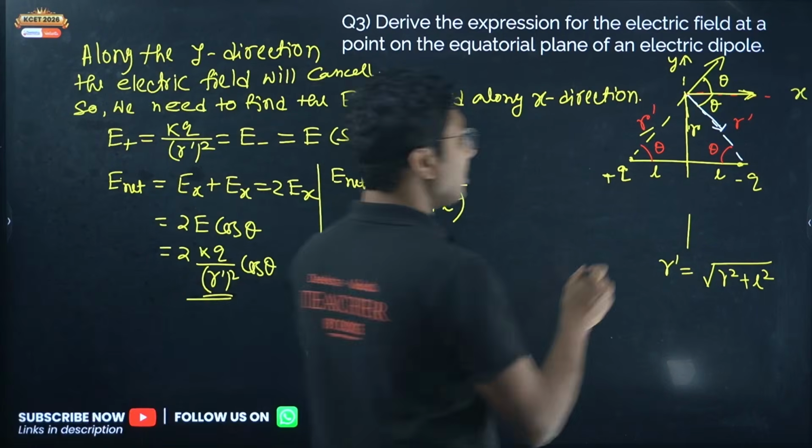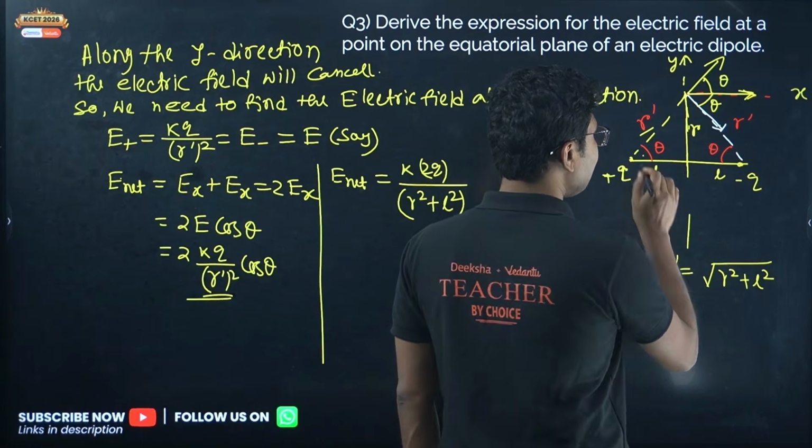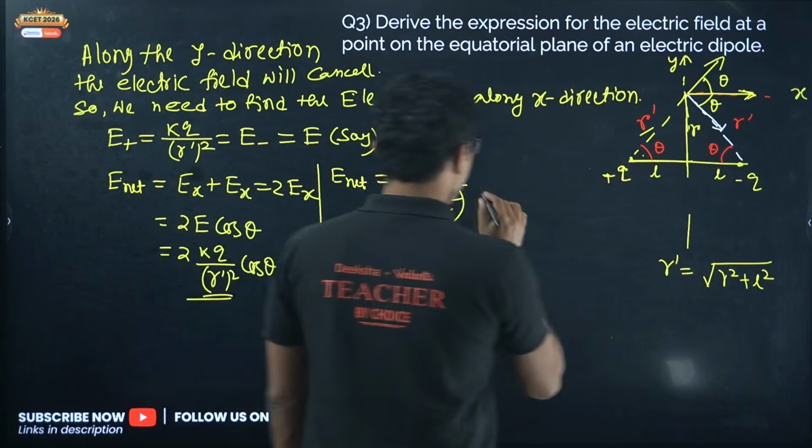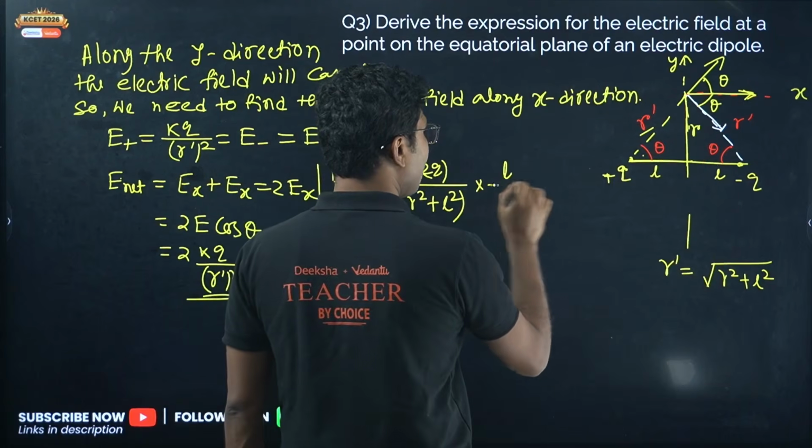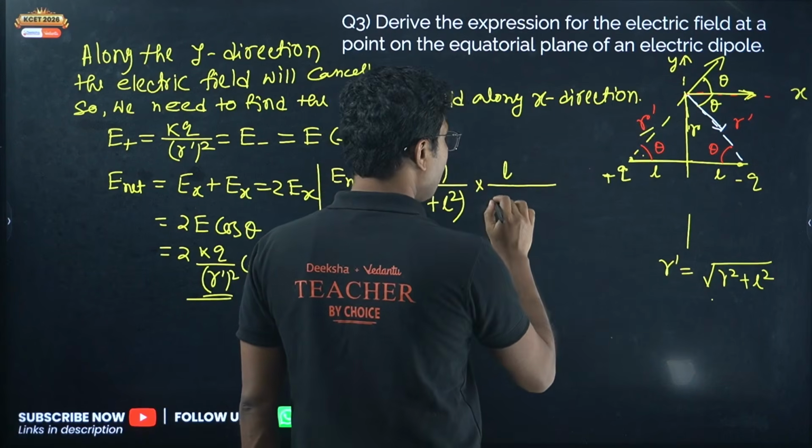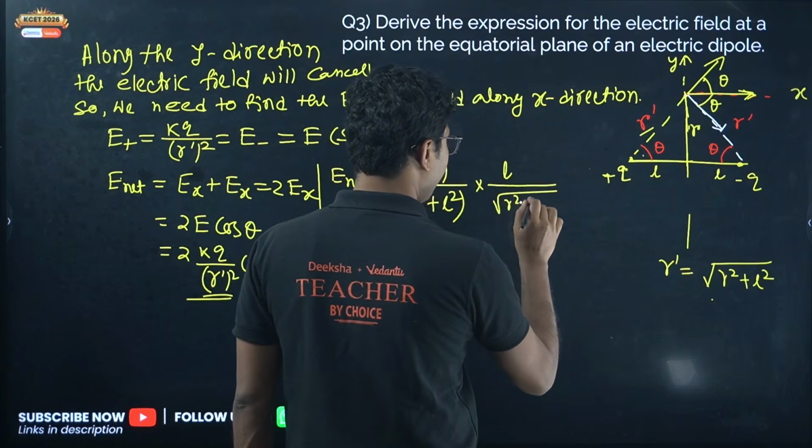What about cos theta? So if you consider this angle, cos theta is base by hypotenuse, so base is obviously L, hypotenuse is R dash, so it will be square root of R square plus L square.